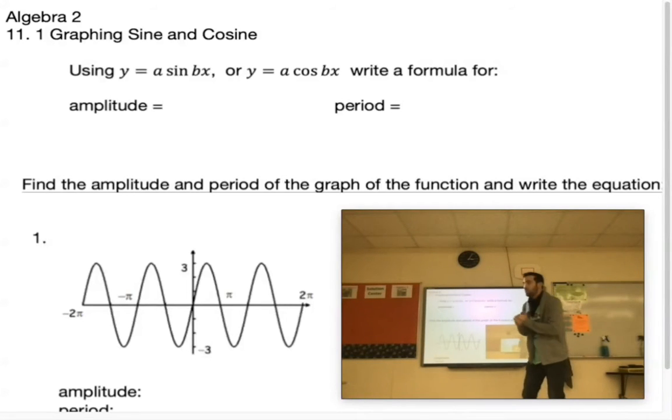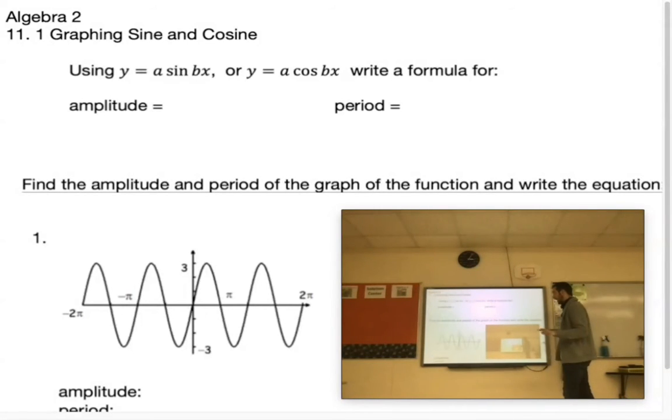We're back. Whew, that was rough. Screencastify down. All right, we're getting back into graphing sine and cosine today.